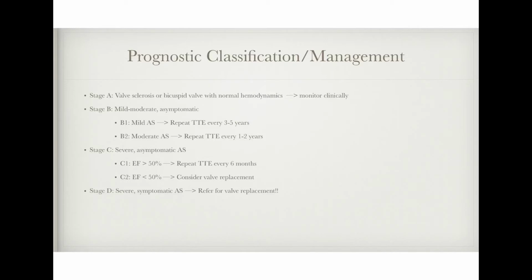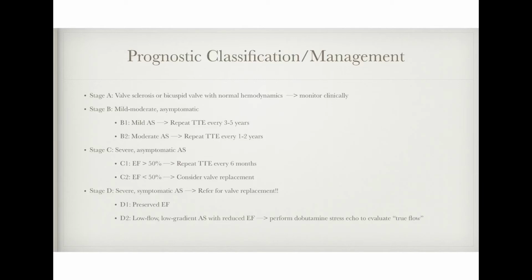Finally, there's stage D, which are the patients with both severe and symptomatic aortic stenosis. All of these patients should get valve replacement if possible. It's usually divided into 3 subtypes: D1 with preserved ejection fraction, D2 with reduced ejection fraction.